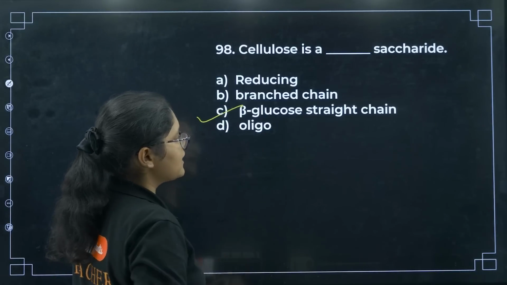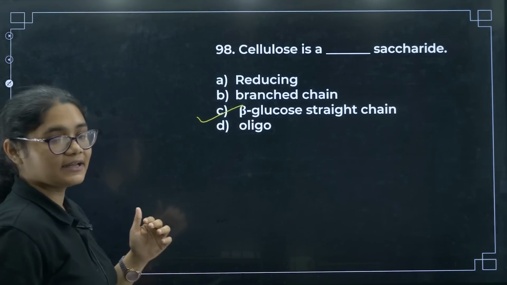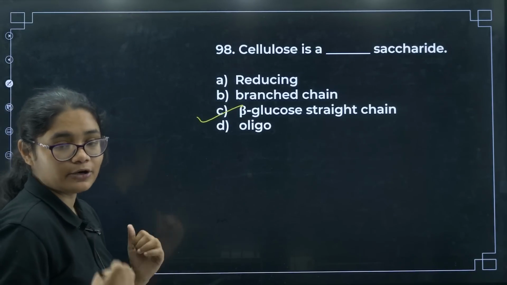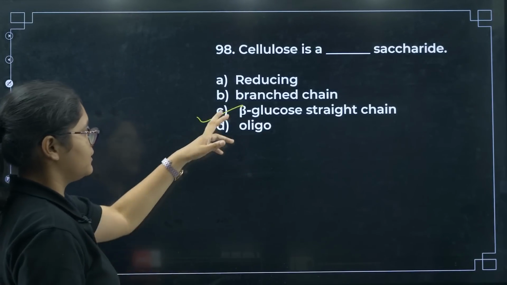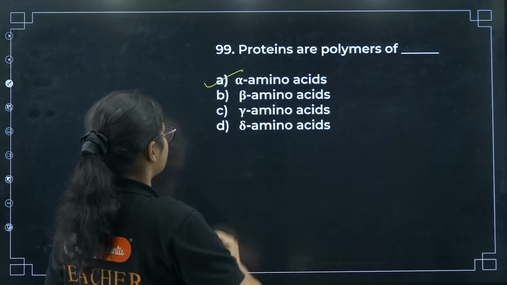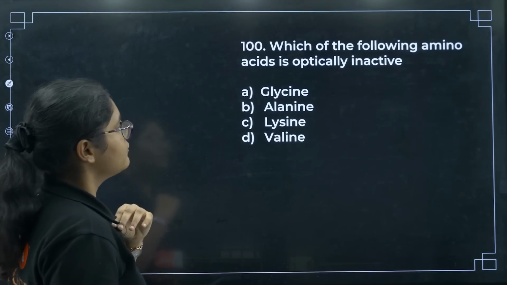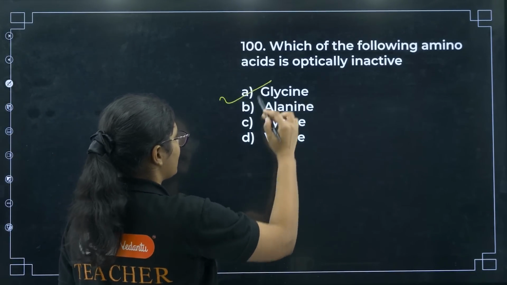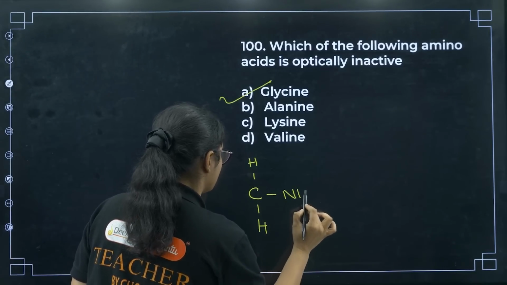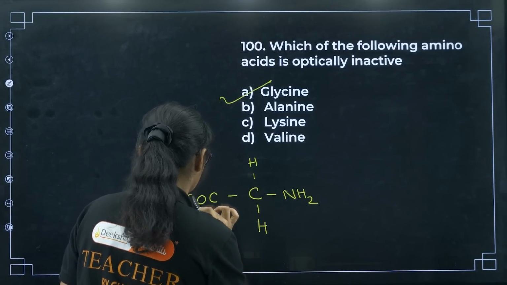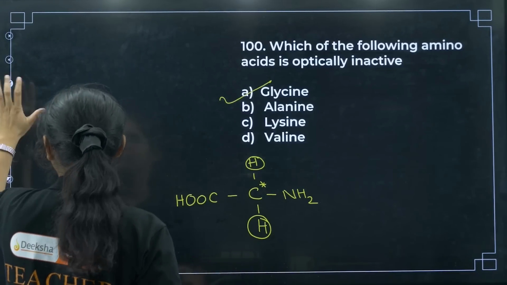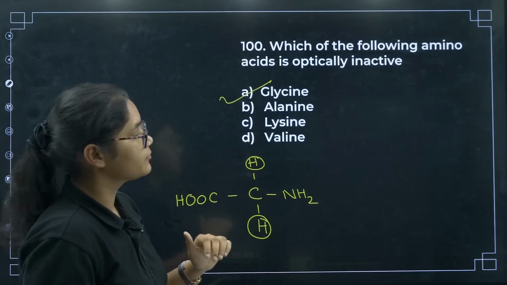Cellulose is a beta straight chain. Glycogen has a structure similar to amylopectin, so it is a branched chain, but yes, cellulose is a beta glucose straight chain. Proteins are the polymers of alpha amino acids. And the last one, which of the following amino acids is optically inactive? That is glycine, because we have the structure of glycine like this, NH2 and COOH. Here the two groups are not different, so it is optically inactive.